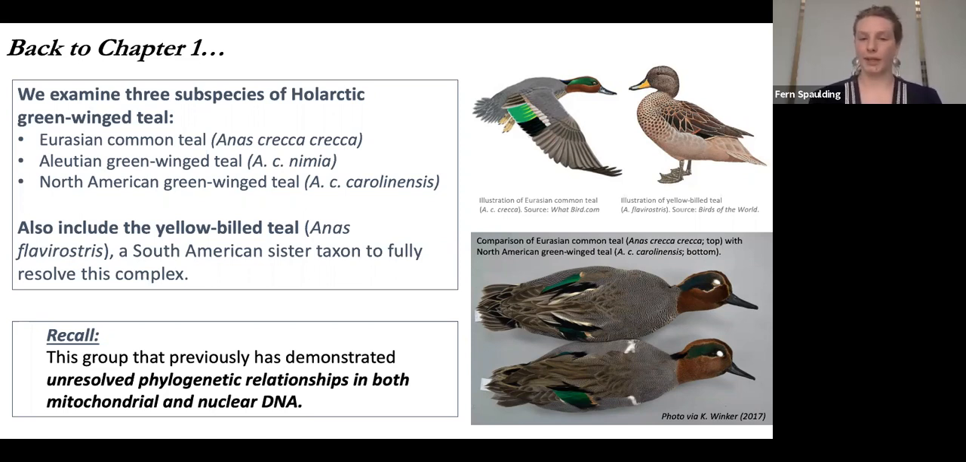And here in the lower right-hand corner, this is a photo comparison of a Eurasian common teal with a North American green-winged teal. And you can see that the 2 subspecies do have phenotypic differences. And recall that this group has previously demonstrated unresolved phylogenetic relationships in both mitochondrial and nuclear DNA.